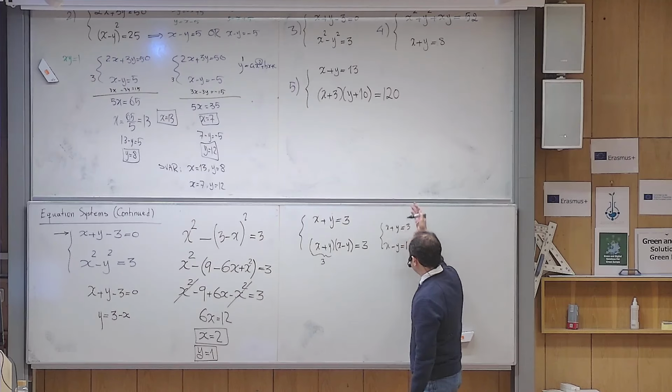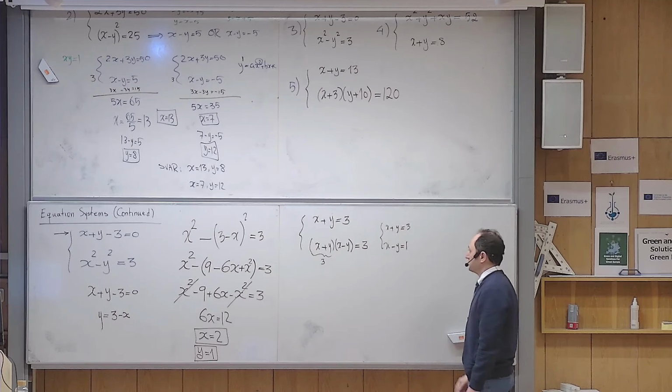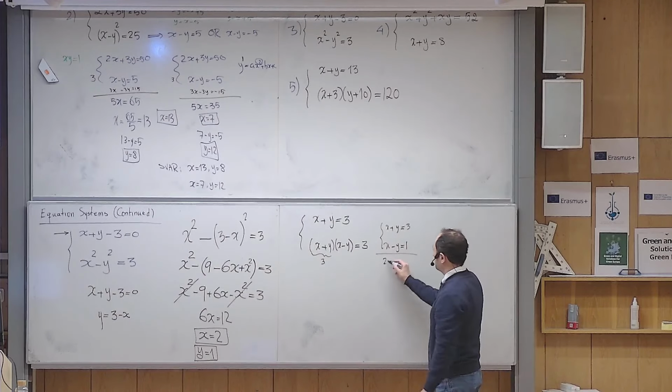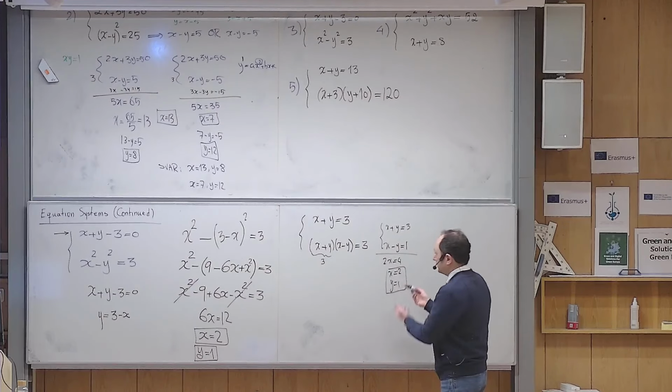And this is the simplest possible system, yes? I just use the addition rule now. These are gone, so 2x becomes 4, so x becomes 2. And if x is 2, y becomes 1. So I prefer to do it in this way.